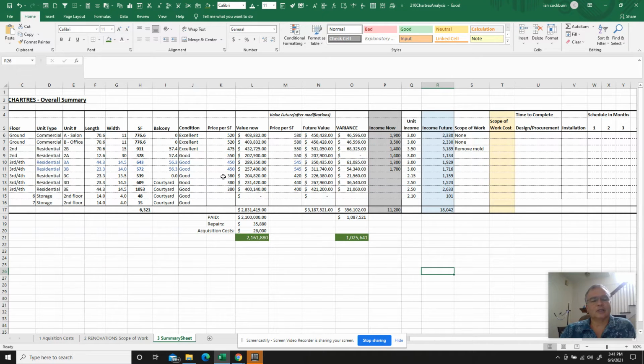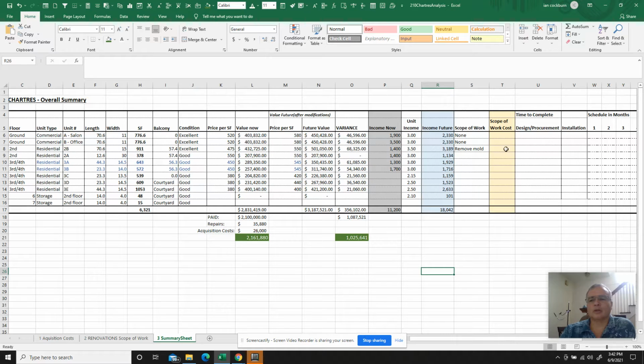So the price to sell is going to be different. The price to buy is different because the price to sell, you want to see where you have some extra value in there. And then we also look at what is the income. This is the income right now. And then we want to know what's the future income if we make improvements, or maybe it's under rented.